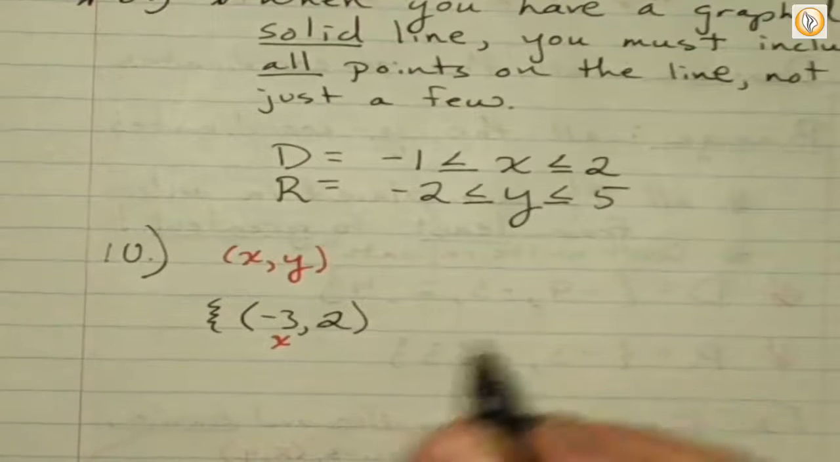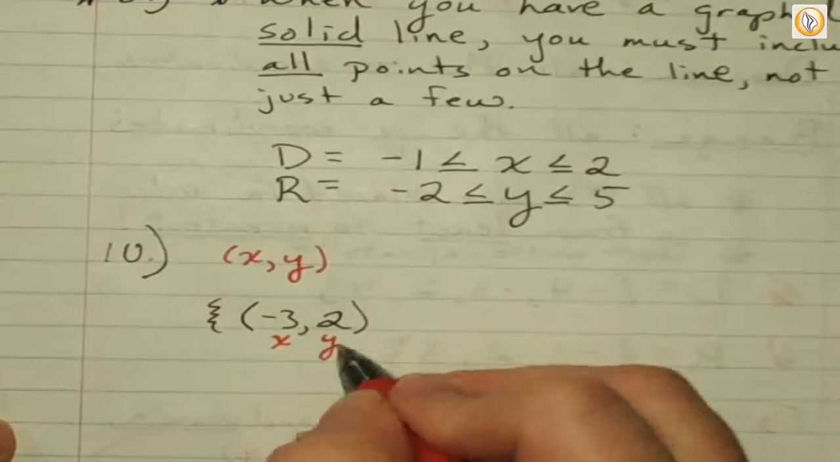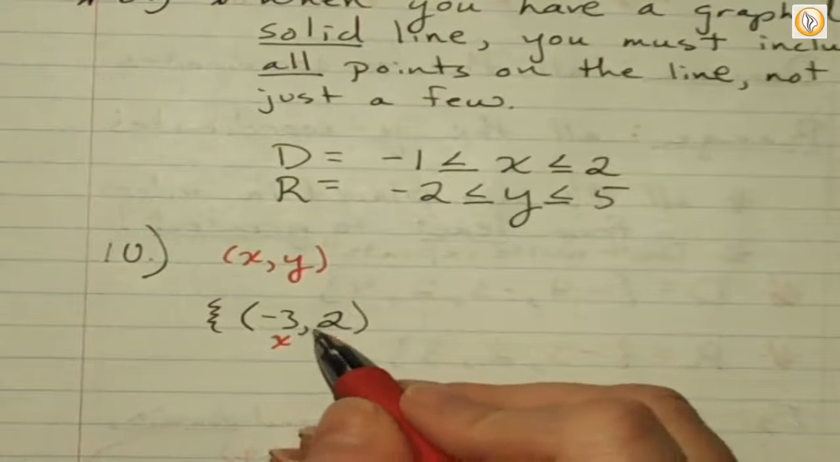No, you're only confusing me. Look at number 10. Do you see number 10? Do you see the 4 dots? Do you see the one on the far left? What's its ordered pair? Negative 3 and positive 2.